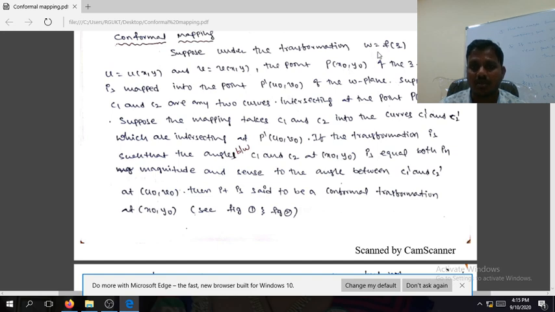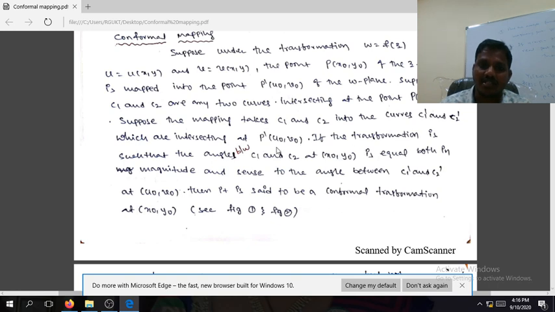Suppose under the transformation w is equal to f of z, which is u of x comma y plus i v of x comma y, where u is the real part and v is the imaginary part, the point P x0 comma y0 of the z plane is mapped to the point P dash u0 comma v0 in the w plane. Suppose C1 and C2 are any two curves intersecting at the point P. Suppose the mapping takes C1 and C2 into the curves C1 dash and C2 dash, which intersect at the point P dash u0 comma v0 in the w plane.